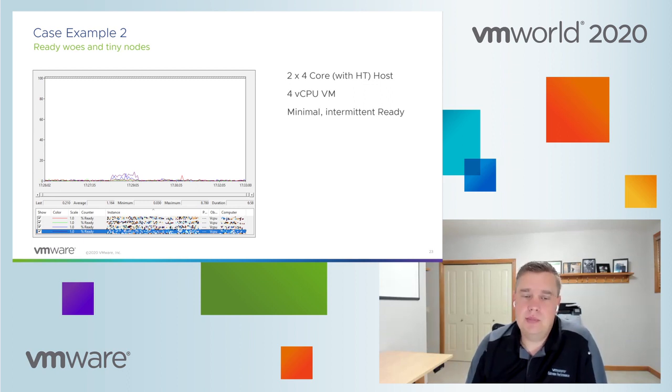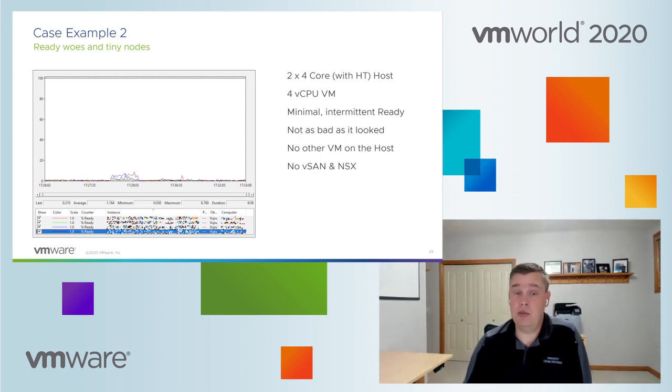So again, peel back all the various layers of what's going on. The ready time wasn't as bad as it potentially looked. The impact wasn't significantly high, but the concern came from where was it? Why do we even see this? And again, nothing else on the host, a single VM on this host.